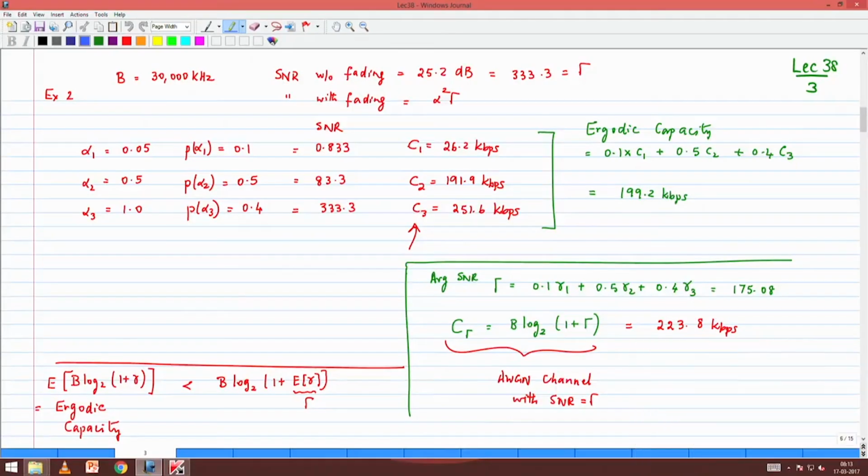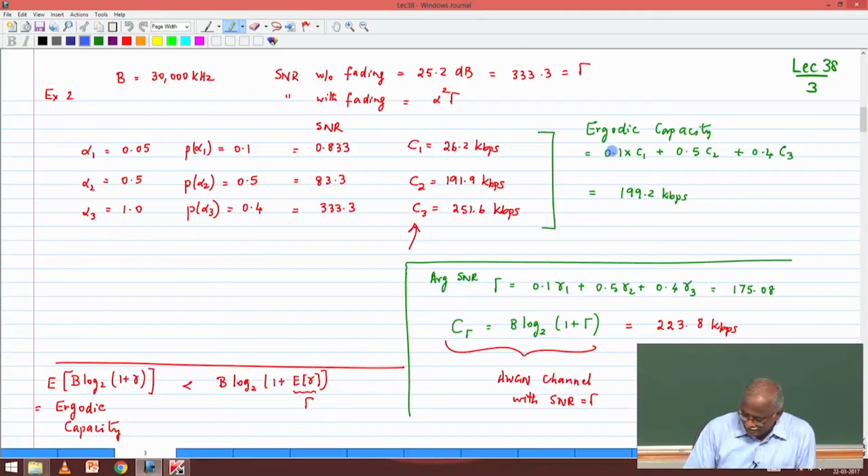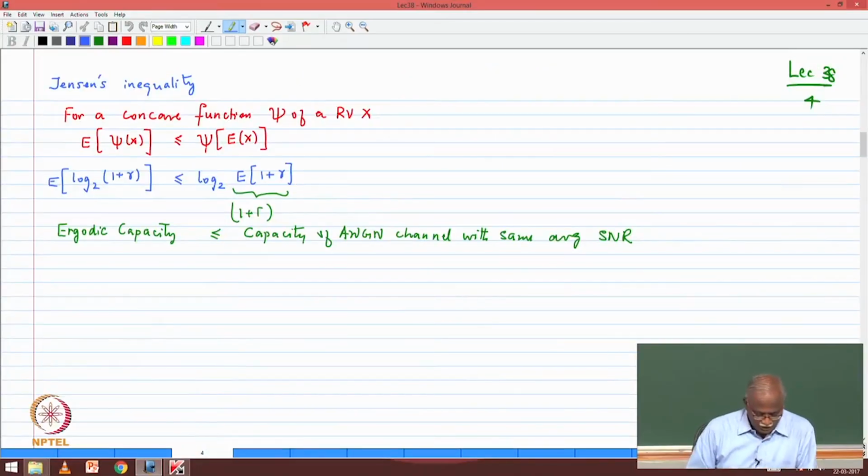ergodic capacity, or the capacity of this channel, would be obtained through this summation of the capacities weighted by their appropriate probabilities, and we got an expression for the ergodic capacity. Subsequently, we did a brief discussion on Jensen's inequality, which basically said that the expected value of a concave function of a random variable x is less than or equal to the function evaluated at the expected value of the random variable.